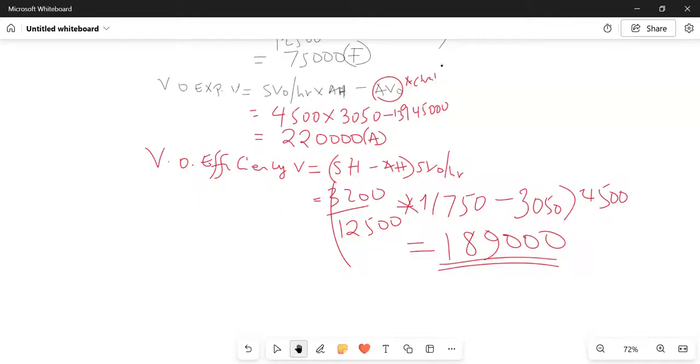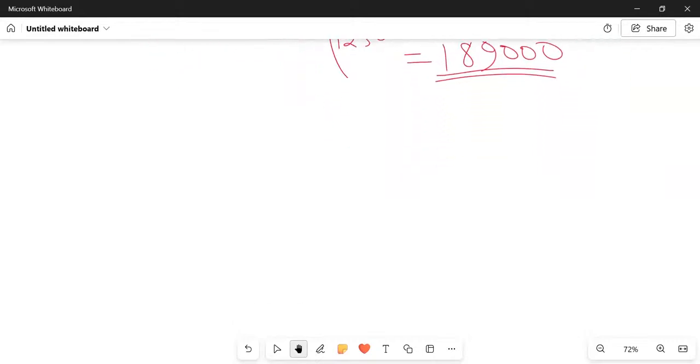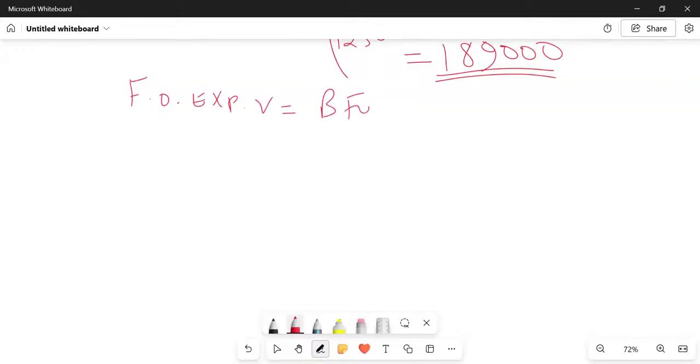So fixed overhead variances are which ones? We start with the fixed overhead expenditure variance, which is BFO minus AFO. Budgeted fixed overheads minus actual fixed overheads. Is that okay? Budgeted fixed overheads minus actual fixed overheads.